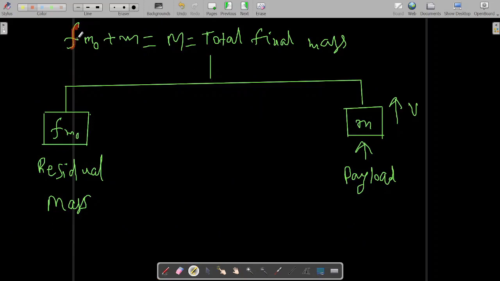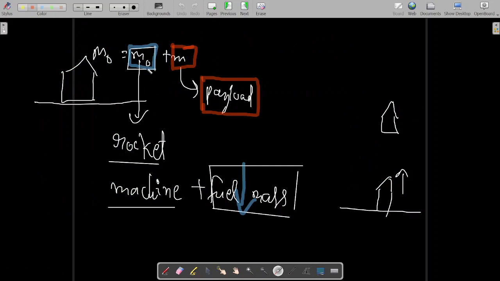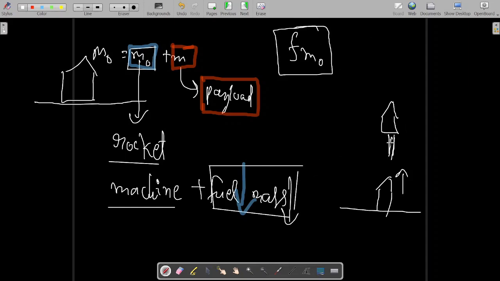So I will write F over here. What does it mean by F? F is a fraction smaller than 1. Rocket machine plus fuel mass will undergo reduction. So let us write this m naught as F m naught. As soon as I write F m naught, that means some fraction will be lost as fuel mass will reduce with time because fuel will be expelled from the tail of the rocket. So the initial m naught will turn out to become F m naught, where F is a fraction smaller than 1 but greater than 0 obviously.